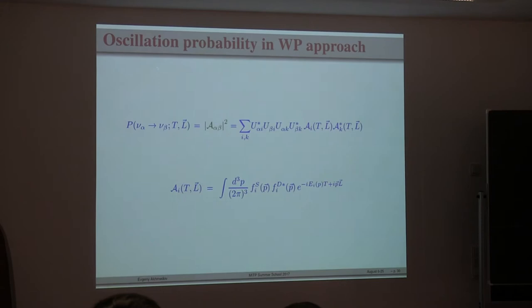Okay, now look at this. It depends on T and L. Normally, we don't measure the time of neutrino propagation in a neutrino oscillation experiment. We just measure the distance. So, in principle, we could have measured this, but in order to find non-trivial dependence on both time and distance, we would have to measure them extremely accurately.